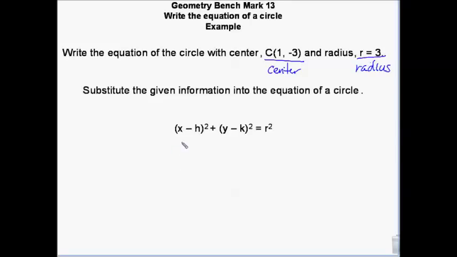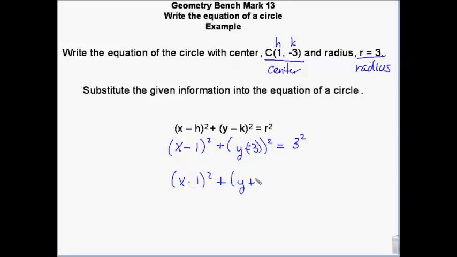So x minus, this is h, this is k, so x minus 1, y minus negative 3, and radius squared: x minus 1 squared, y plus 3 squared, equals 9. Done. That's the equation of that circle.